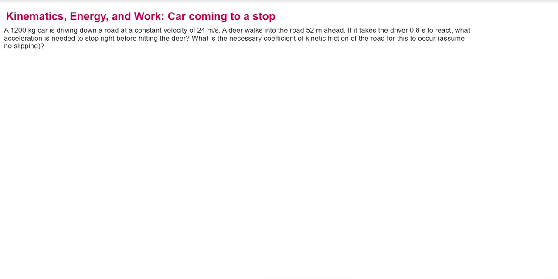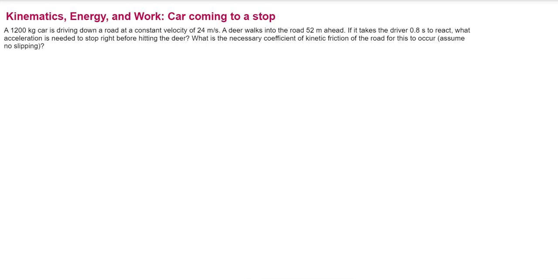So the problem says a 1,200 kilogram car is driving down a road at a constant velocity of 24 meters per second. Then a deer walks into the road 52 meters ahead. If it takes the driver 0.8 seconds to react, what acceleration is needed to stop right before hitting the deer? And what's the necessary coefficient of kinetic friction on the road in order for this to occur if there's no slipping? Okay, so there's quite a lot here.